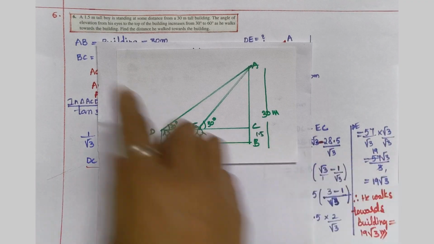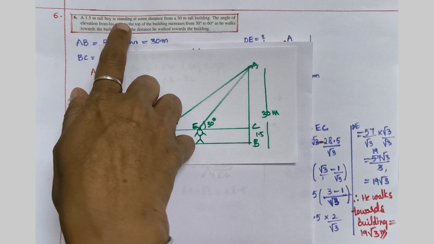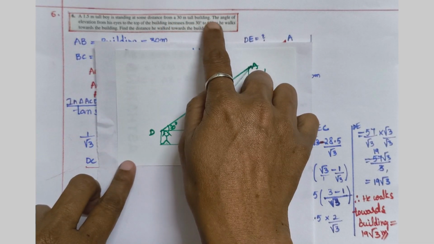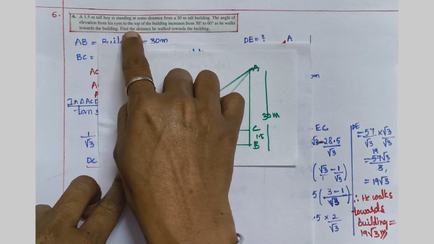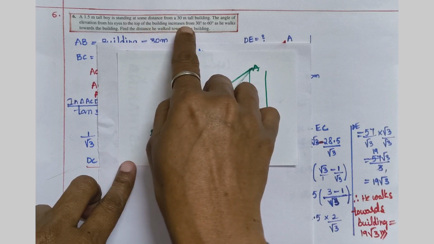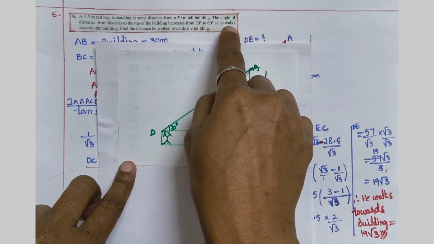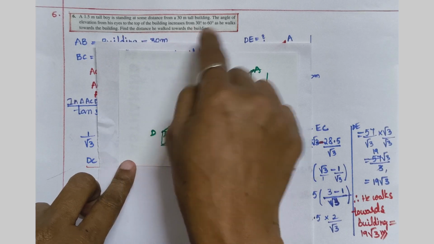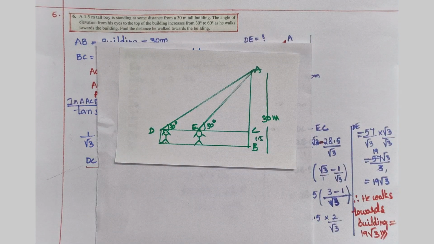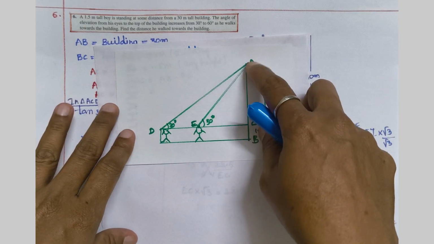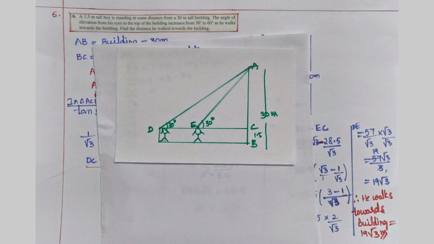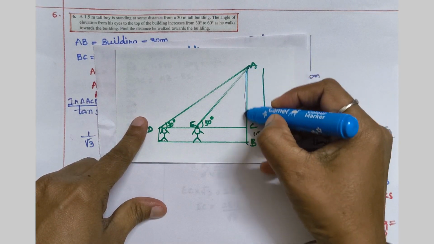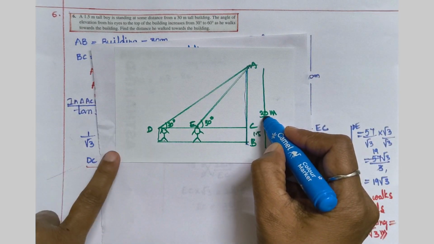Now, sixth question. A 1.5 meter tall boy is standing at a distance from a 30 meter tall building. The angle of elevation from his eyes to the top of the building changes from 30 degrees to 60 degrees as he walks towards the building. Find the distance he walks towards the building. This is the question. See here. This is the height of the building. AB is the building height. Height of the building is 30 meter.